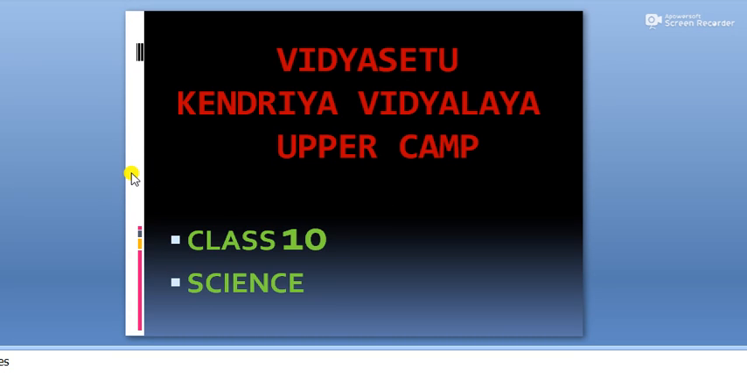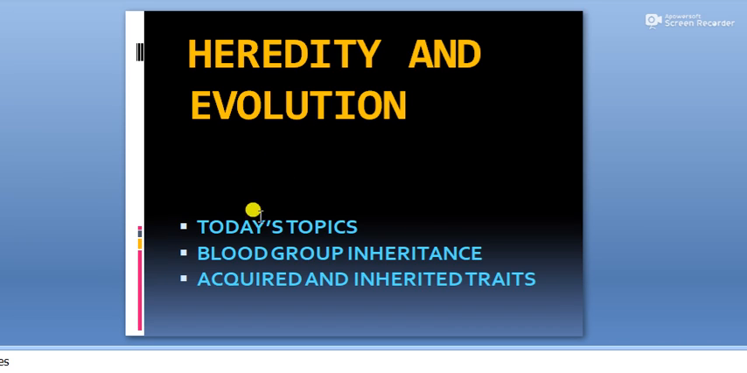We were studying the chapter Heredity and Evolution. Today, in this chapter, we are going to study blood group inheritance and the acquired and inherited traits. So let's start.